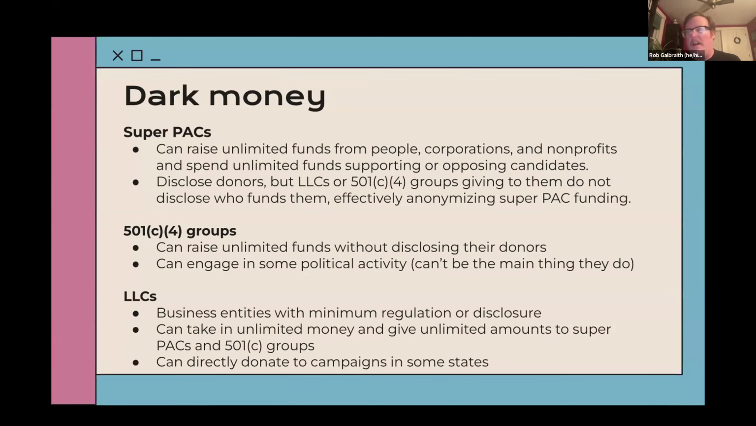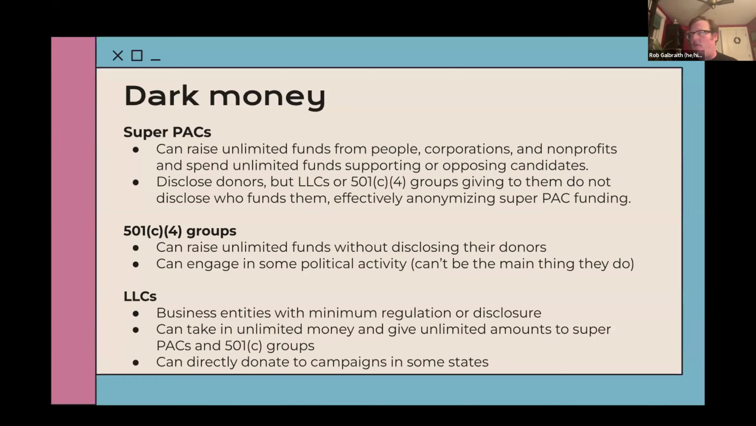Where I live in New York, this was a really big issue because you would have real estate developers that have a different LLC for every single building that they own. And then they were taking this money and channeling it directly into political campaigns.